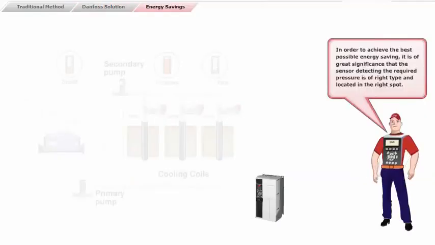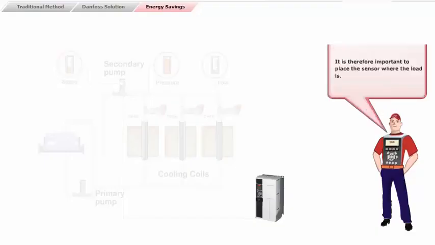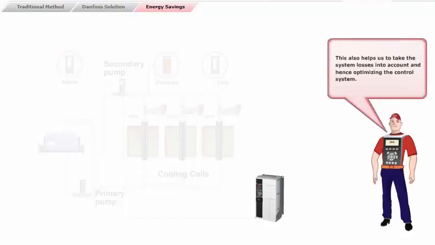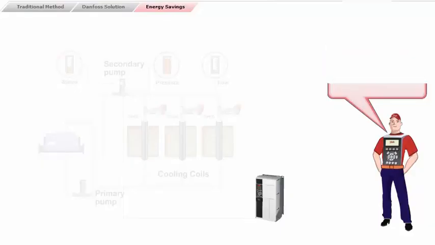In order to achieve the best possible energy saving, it is of great significance that the sensor detecting the required pressure is of the right type and located in the right spot. It is therefore important to place the sensor where the load is. This also helps us to take the system losses into account, and hence, optimizing the control system.